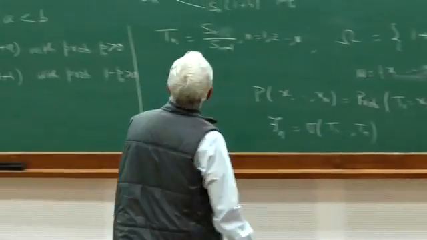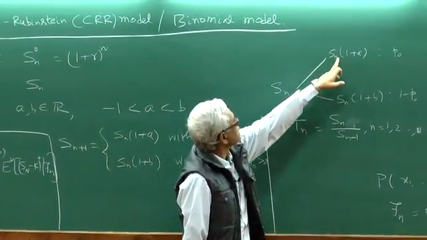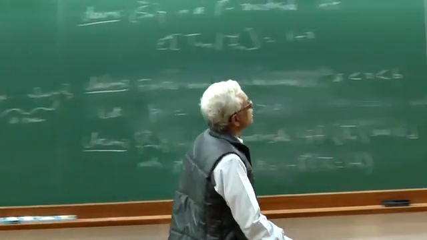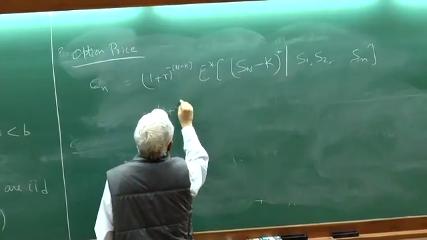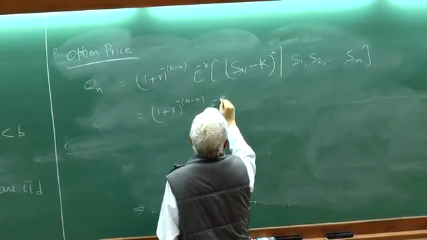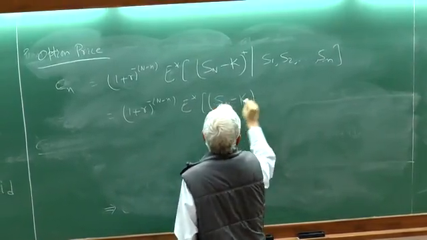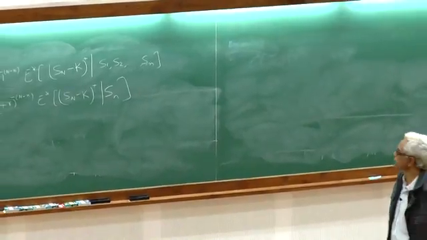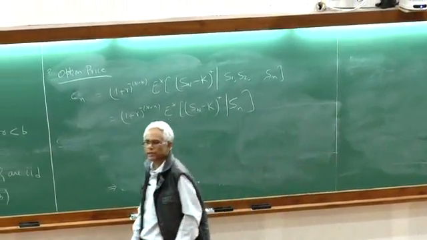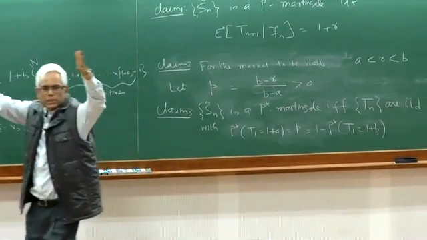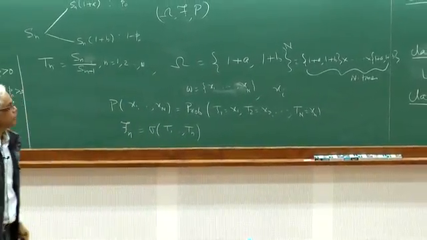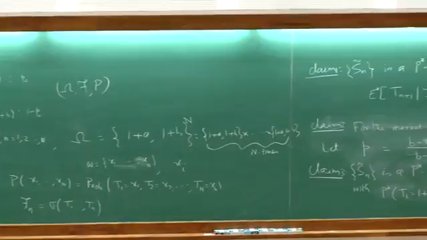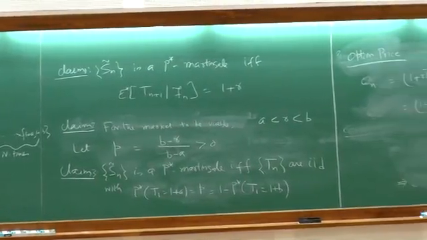But look at the structure. This is what is called a Markovian structure, right? To know Sn plus 1, I don't need to know Sn minus 1. I only need to know Sn. So Cn is (1 plus r) to the power minus n times the expected value of (SN minus K) plus, given Sn. Only Sn is needed. For the conditional expectation, all the information up to and including n minus 1 is irrelevant because of the tree structure. This is the Markovian structure. In order to compute Sn plus 1, I don't need Sn minus 1. I need only Sn. Is that clear?